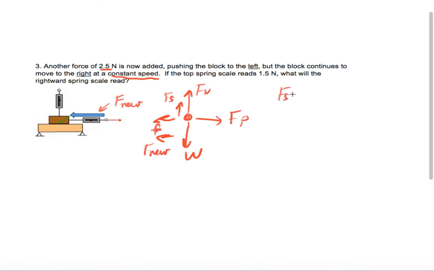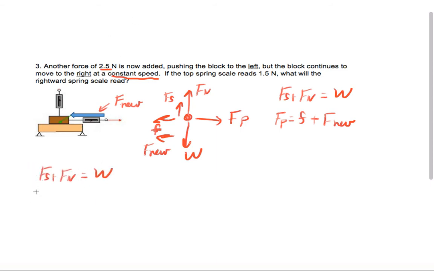So I have Fs plus Fn balances W. And I have the pulling force on the right balances friction and this new force here. So let's see what we can put into our equations to solve for stuff. I know the top scale reads 1.5. So let me take this equation here, rewrite it and put in some numbers.